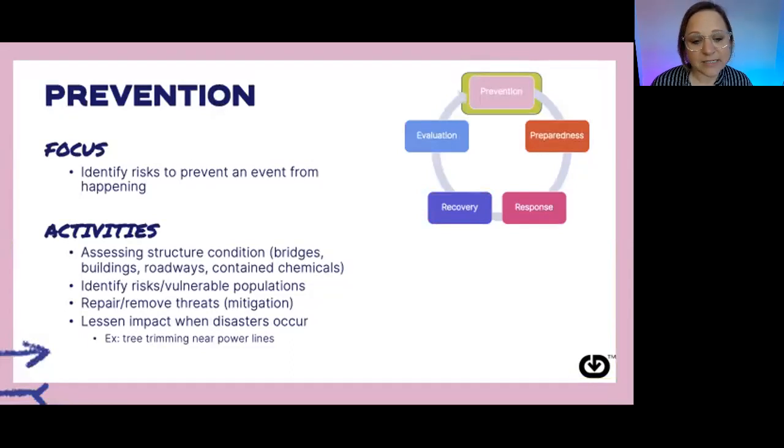So the focus of prevention is to identify risks that could happen to prevent a disaster from happening in the first place. So this is things like assessing structural conditions, bridges and buildings, roadways, contaminated chemicals. And of course, we're not going to be the ones assessing structural damage, but that's what engineers do, to help prevent disasters from happening.